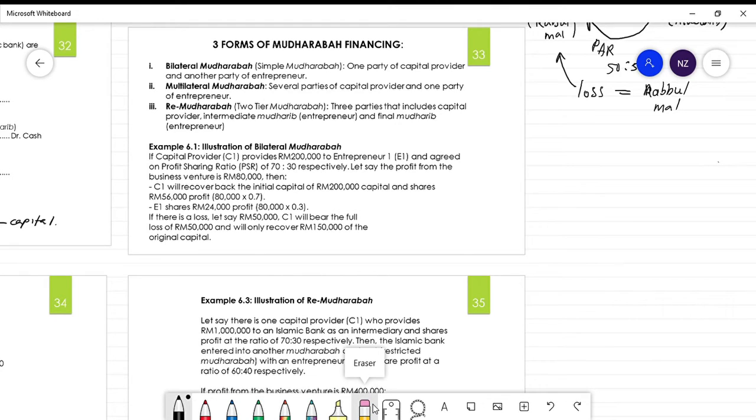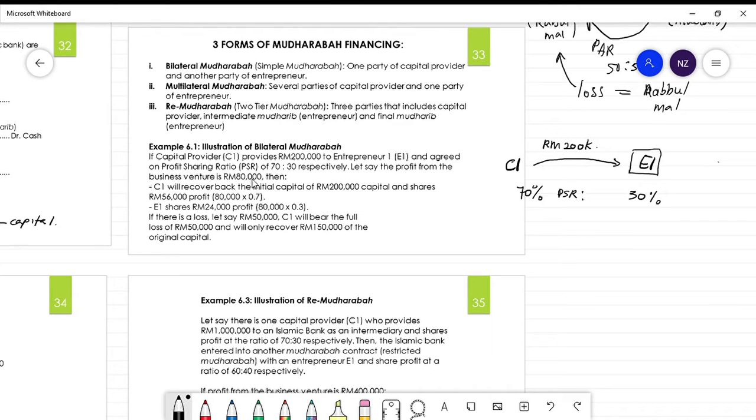So kita buatlah, the capital provider dia mention situ C1, so saya buat C1 lah. So dia provide capital to E1 RM 200. Okay, and then dia punya pre-agreed ratio dia ialah 70-30, kan, 70-30, maknanya 30% E1, 70 is C1 lah. Okay, and then dia cakap, let's say the profit from the business venture is 80,000.